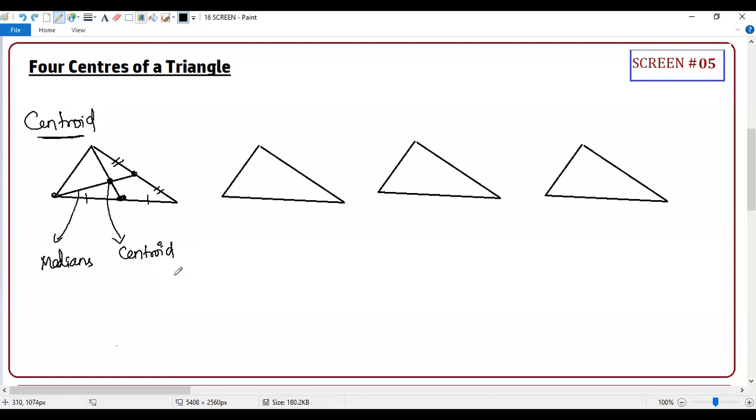What is a median? Again, you want me to repeat? A line segment drawn from a vertex to the midpoint of the opposite side. The point of intersection of the medians is called the centroid.